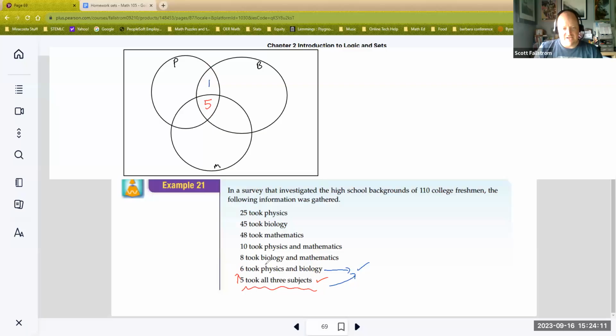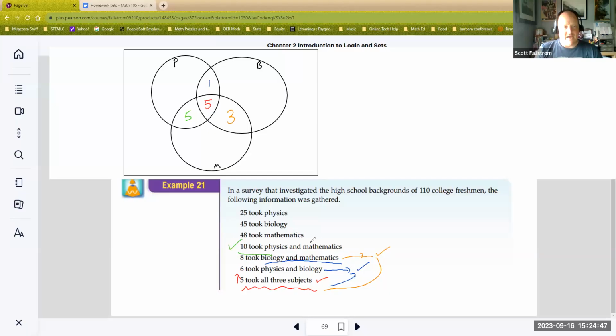Let's see here now, biology and mathematics. Let's do the same thing. So biology and mathematics, that's this eyeball region right here. There's supposed to be 8 total. I already have 5 people, so I would put a 3 in here. So I'm using the bottom clue and this new clue to check that off. Lastly, 10 people took physics and mathematics. Well, that's where physics and math match up. What do I know? I know there's 10. I already have 5, so I would have another 5 there because 5 plus 5 gives me 10. Okay.